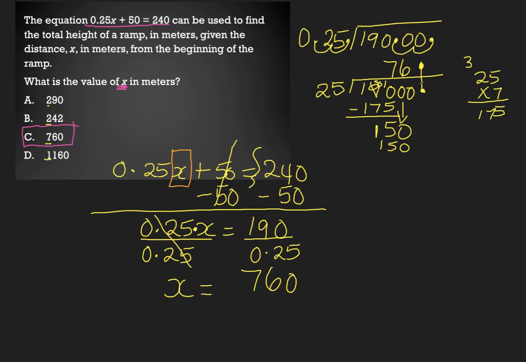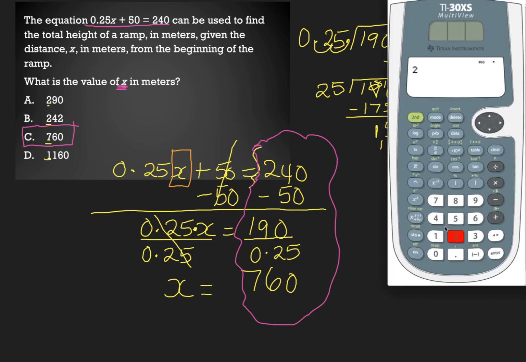Oh, let me change my color. This right here is what you're putting into the calculator. So I would go 240, take away 50. That gives me the 190. Then divide it by 0.25. And notice I got my 760. So as you go through working out your problem, you're just using the calculator for your arithmetic. And remember, you can't put the equation in the calculator.